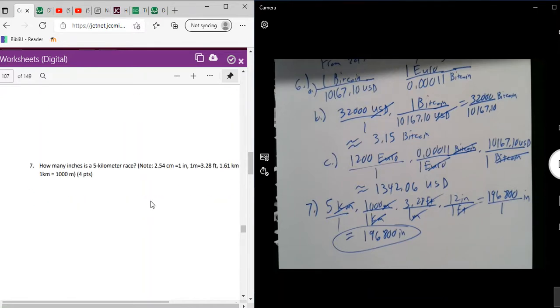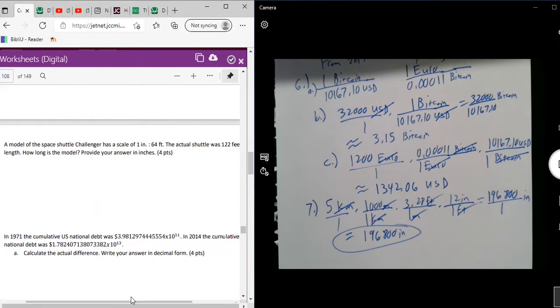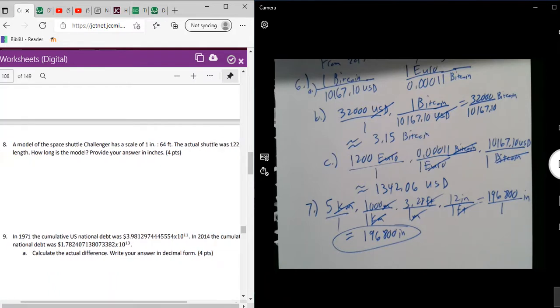Now we go here to problem number 8. It says a model of the Space Shuttle Challenger has a scale of 1 inch for every 64 feet. The actual shuttle was 122 feet in length. How long is the model? Okay, again, we had some technical issues. So getting back to number 8, a model of the Space Shuttle Challenger has a scale of 1 inch to 64 feet.